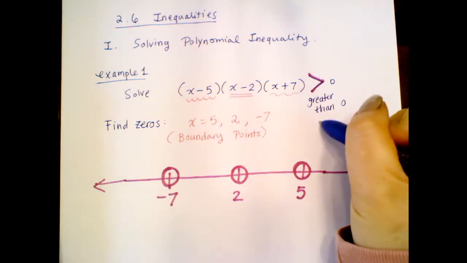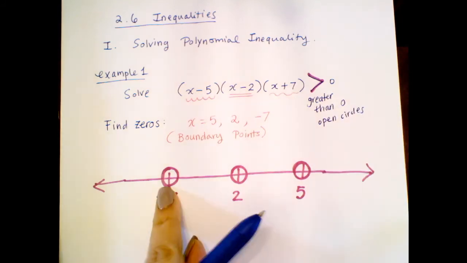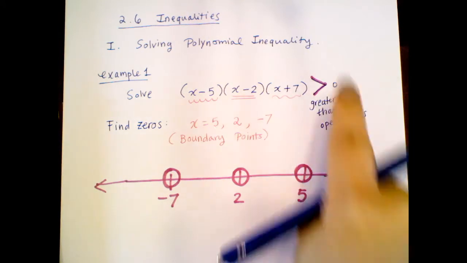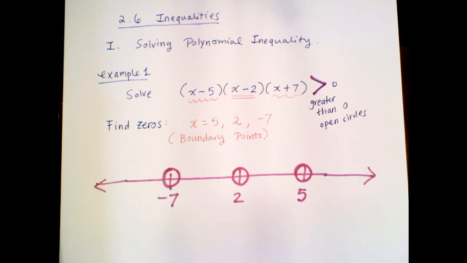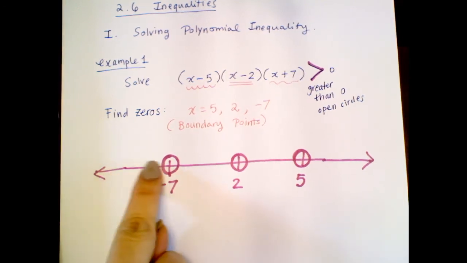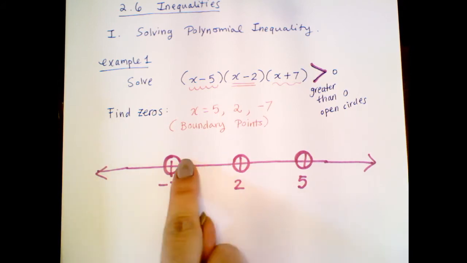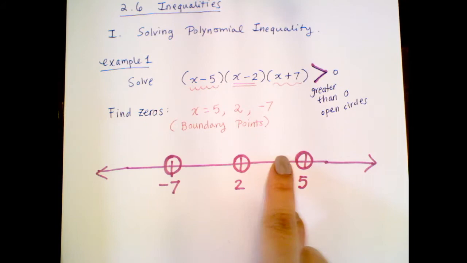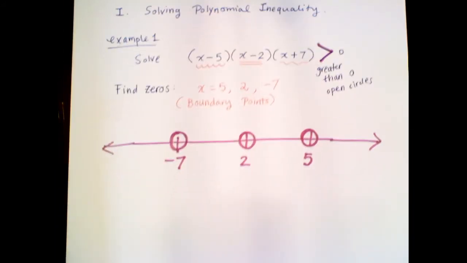So I will use open circles at my boundary points. Now, if it was greater than or equal to, I would have closed these circles. So this is a good point. This is really good. Now take a look. We have how many intervals? We have 1 to the left of negative 7, 1 interval, 1 in the middle of these 2, 2, 3, and 4 intervals. We're going to test them all by plugging in a number.